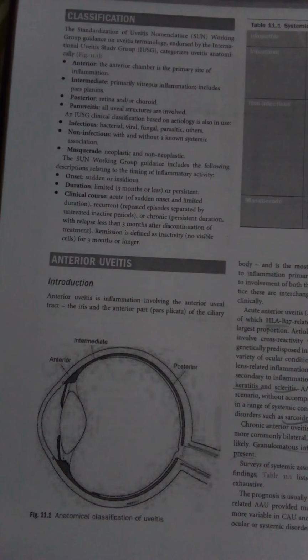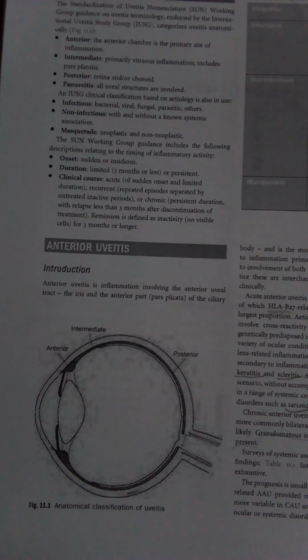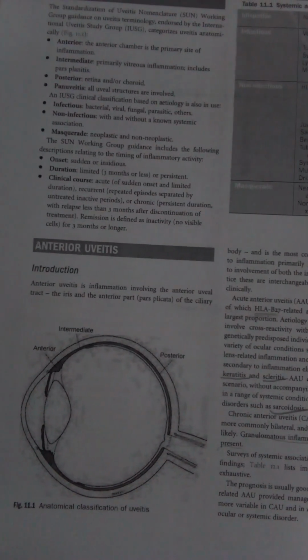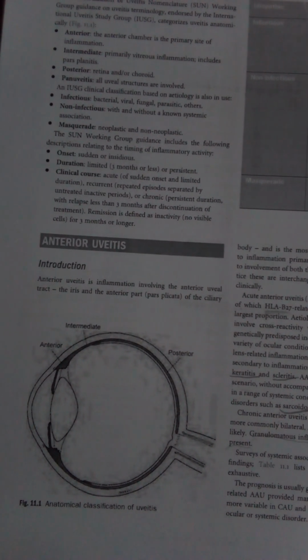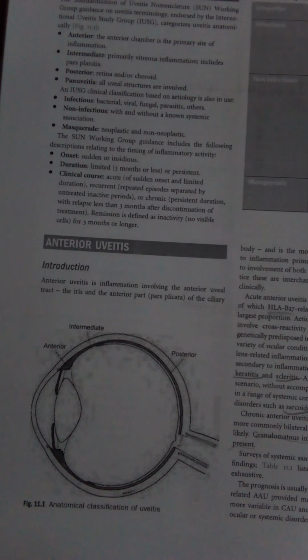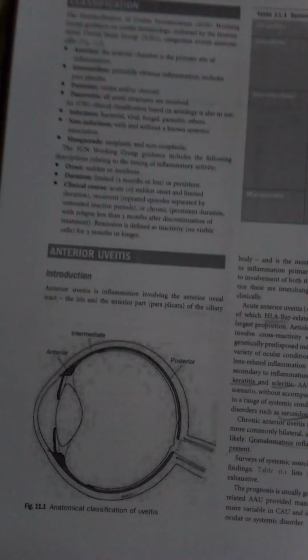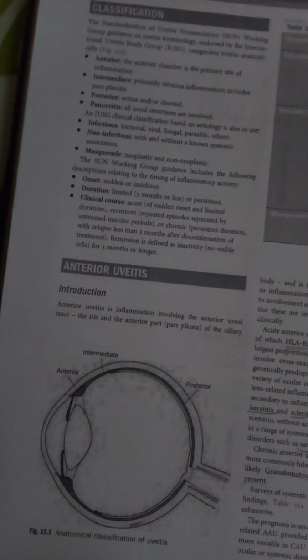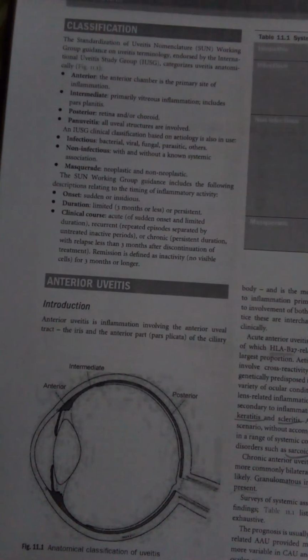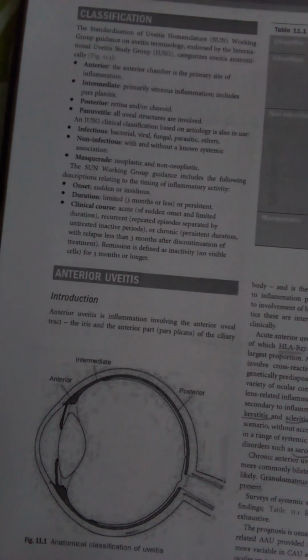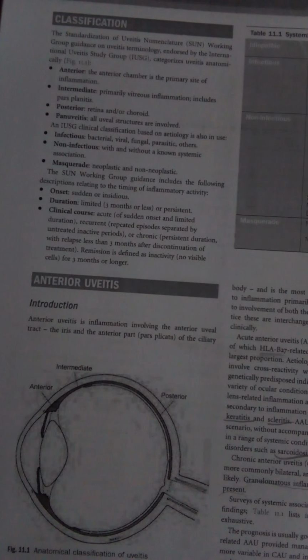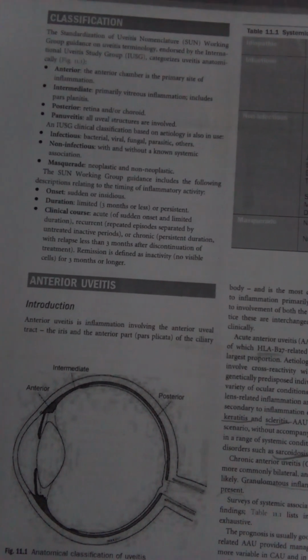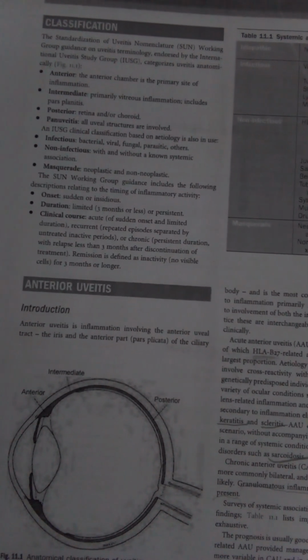Infectious: uveitis can be infectious, that is bacterial, viral, fungal and parasitic. Then the non-infectious uveitis, with and without a known systemic association. So if we have any systemic disease, it can also cause uveitis. Now we will discuss masquerade, neoplastic and non-neoplastic.